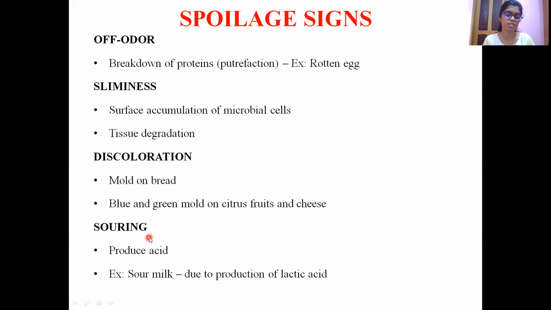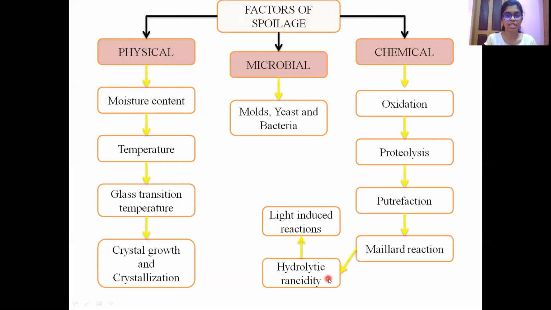Next is souring, and this is commonly caused due to the production of acid, and we can see it mainly in dairy products. The example is sour milk, and this sour milk is caused due to the production of lactic acid. Moving on to the next, what are the factors affecting this spoilage? The factors include physical, microbial and chemical.